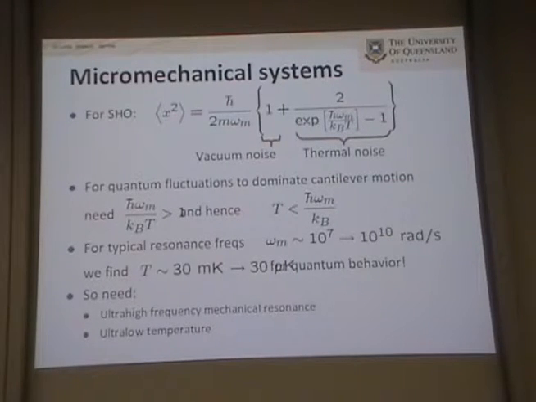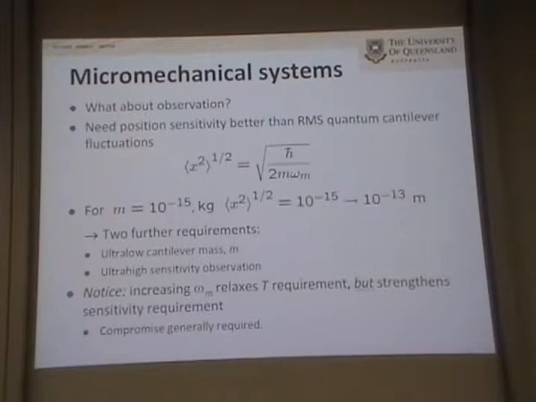In order for the vacuum noise to dominate the thermal noise, the temperature has to be around, let's say, 1 millikelvin, something on that order, right? So in order to see anything quantum in these systems, you need to have a high resonance frequency to make that temperature as high as possible, right? And you need to have a very, very, very low temperature, lower than you can get in any sort of standard fridge. Okay, so this challenge is number two.